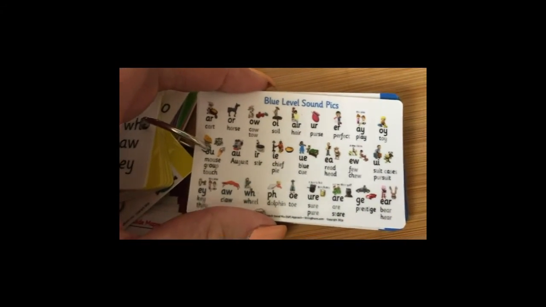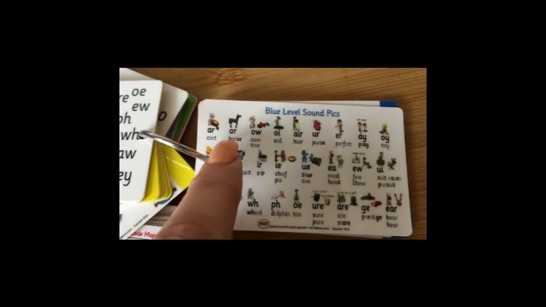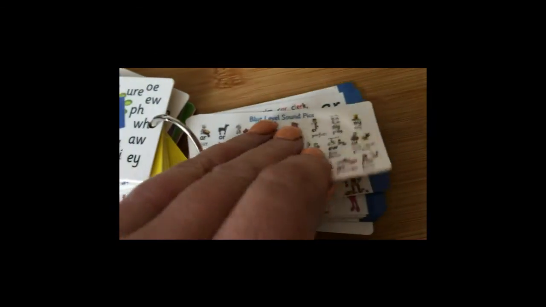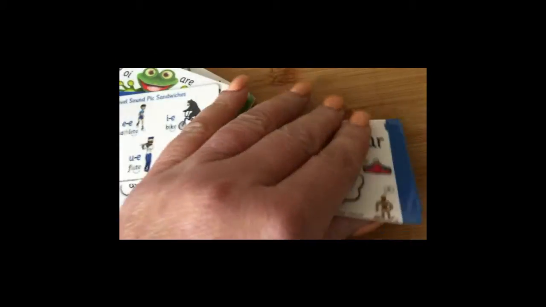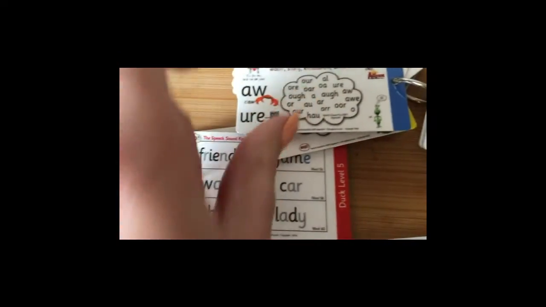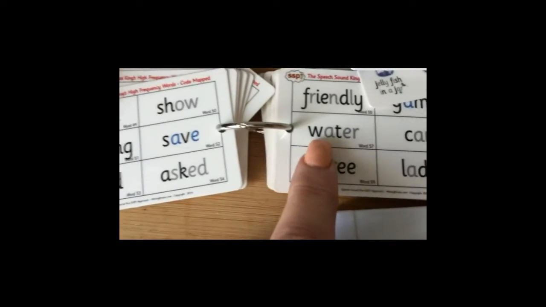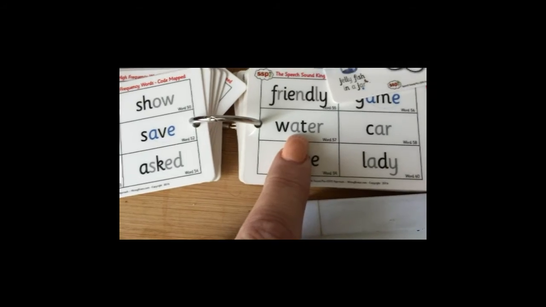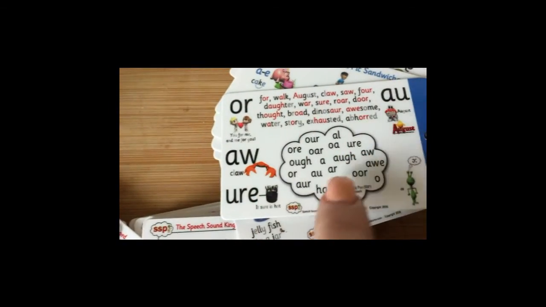Or is in blue. Let's have a look. So it's the second one in blue. Let's have a look. R, or. So what was the word that we just looked at? Water. Let's have a look at the or. Oh, there it is. It all maps.